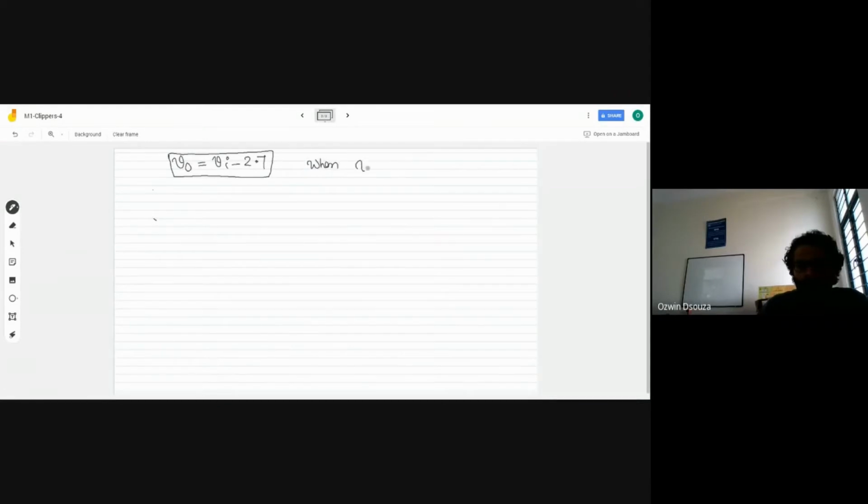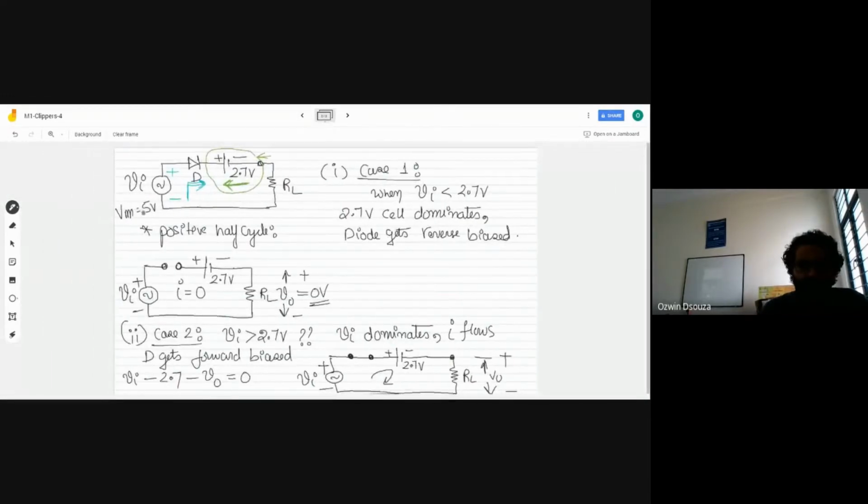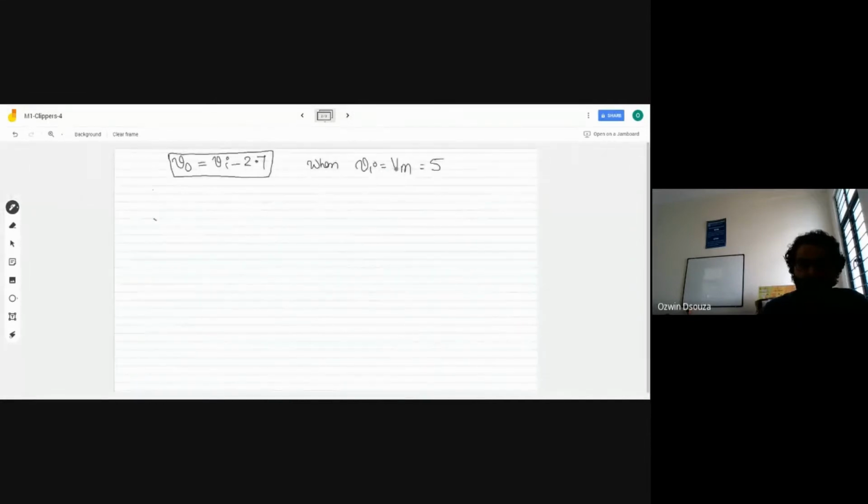When your input Vi becomes Vm, and what's the value of Vm in the problem specification I have given? Vm is equal to 5 volts, right? So when your input hits the peak value of 5 volts, what will be the output voltage? Output voltage is 5 minus 2.7, right? So 5 minus 2.7 is 2.3 volts. You can see that your output peak is limited to 2.3 volts.